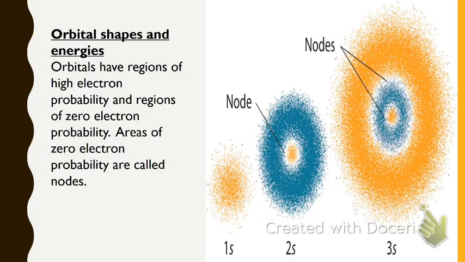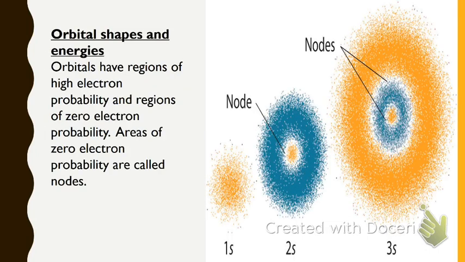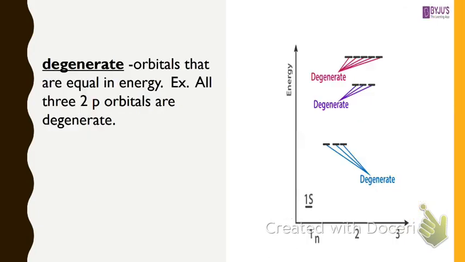Orbital shapes and energies. Of course, the orbitals have the regions of probability up to 90%, and then there are regions of 0 electron probability, and we call those nodes. And so in this drawing, these white spaces would be the nodes. We're not going to find electrons there, or in this case here or here. So those would be where you would not find the electrons.